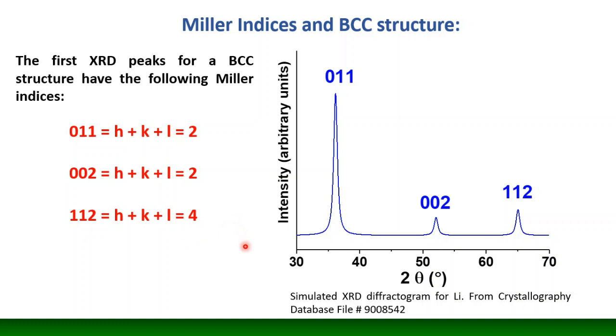So here we have the simulated powder X-ray diffractogram for the metal lithium, okay? The simulation was done taking the CIF file from the Crystallography Open Database, and you see the file number here, in case you want to reproduce that. Interestingly, the peaks having the lowest summation for the Miller indices are the ones that show up at lower angles in the diffractogram, okay? So this most intense peak is the 011, then the 002, and then the 112, okay?